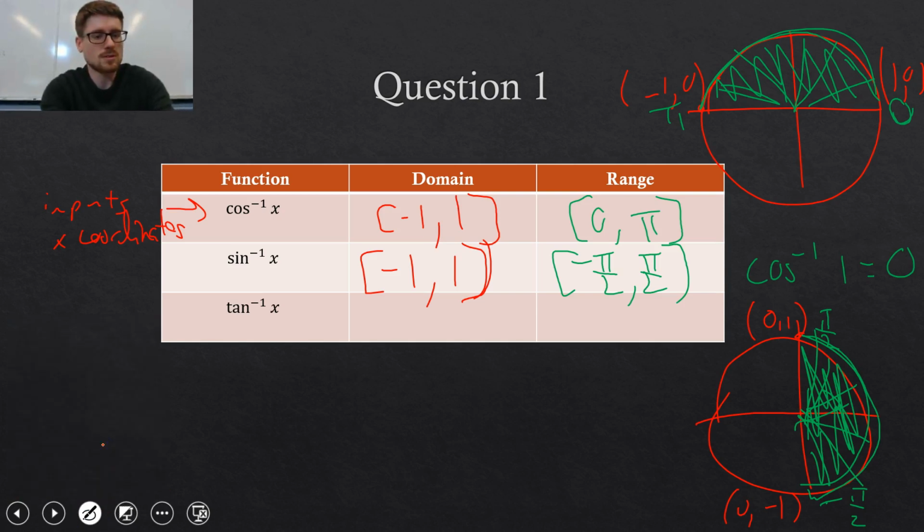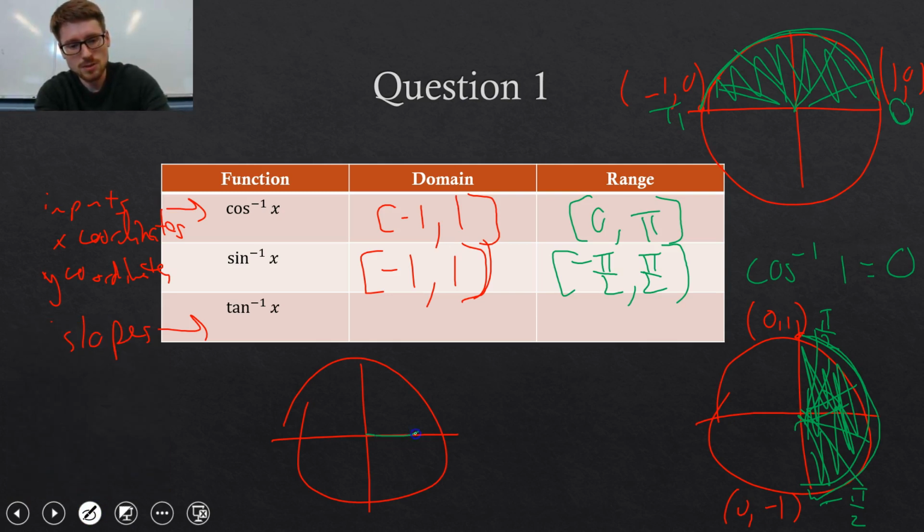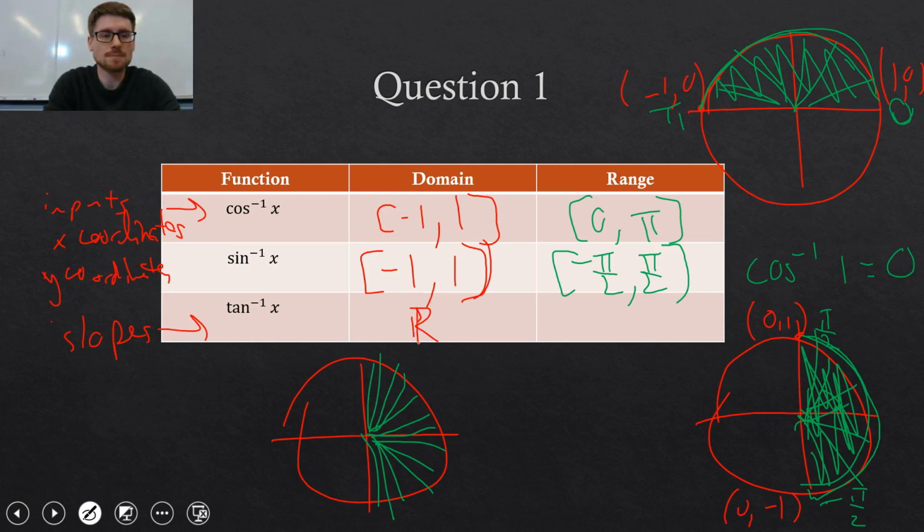Tangent's domain. The inputs for tangent are slopes. So the inputs into inverse tangent are slopes, and there's any possible slope from the unit circle. So if you think about the unit circle again, you could have a slope. Slope is 0 here, slope is increasing, and steeper, and steeper, and decreasing, and decreasing. So you can have any possible slope for inverse tangent. So you can plug any number into inverse tangent.